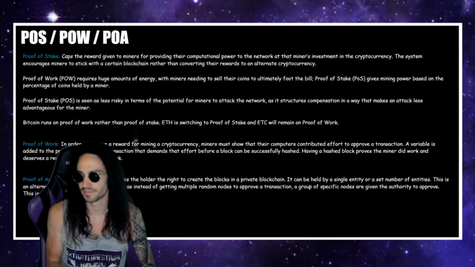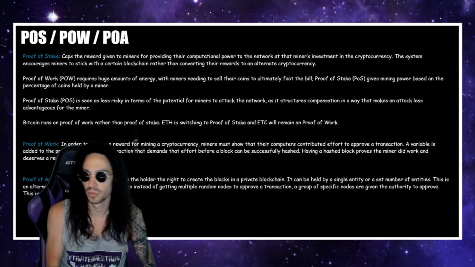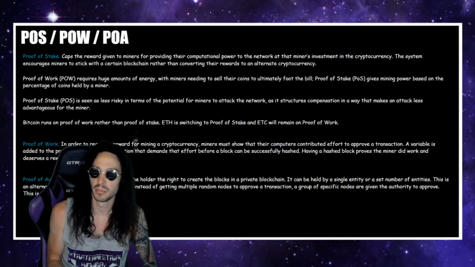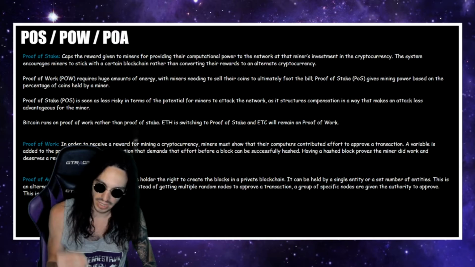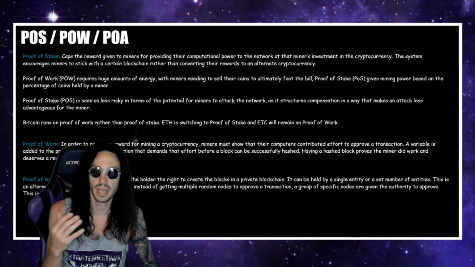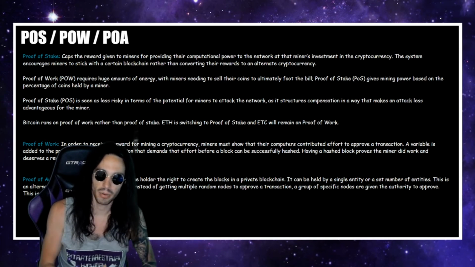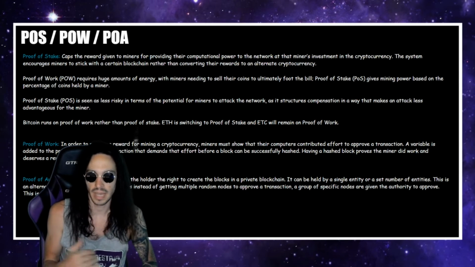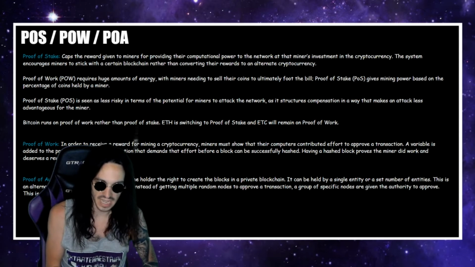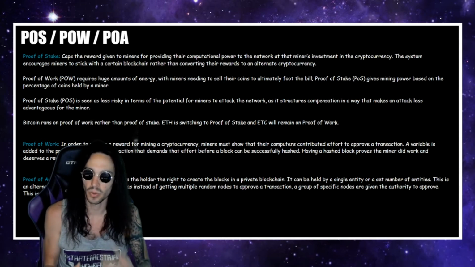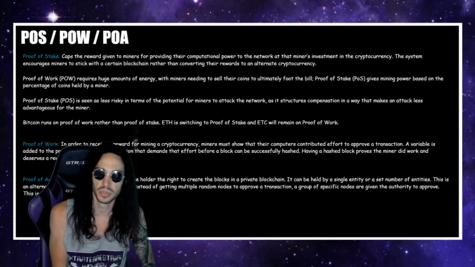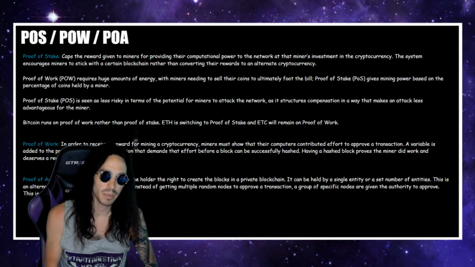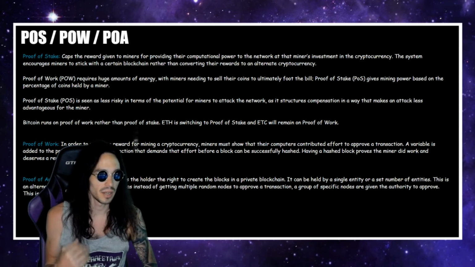So basically, having a hashed block proves the miner did work and deserves that reward, hence proof of work. So proof of work is Bitcoin. They use computing power to make their platform successful. That is to add transactions of buying and selling Bitcoin. They use computing power to verify all of those transactions. Where that does happen in proof of stake, it's just done a different way.